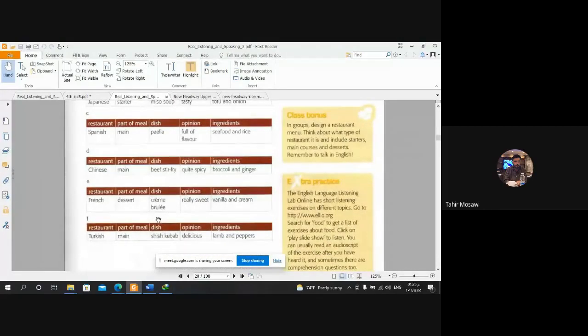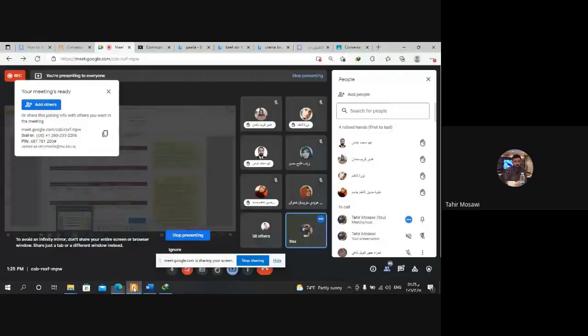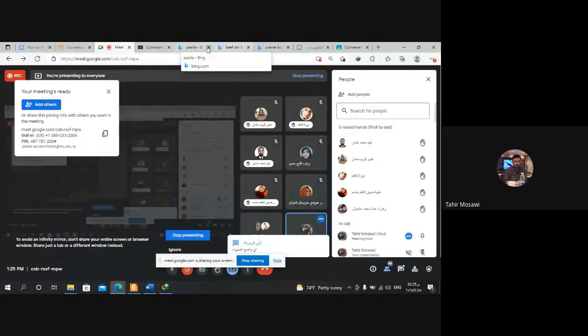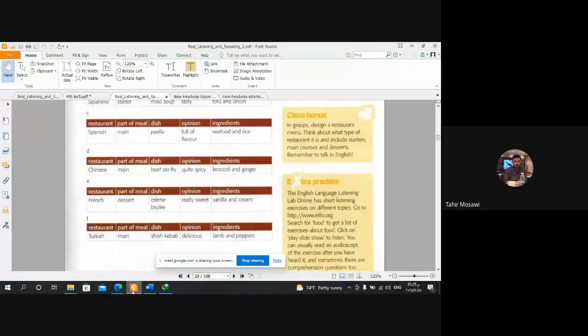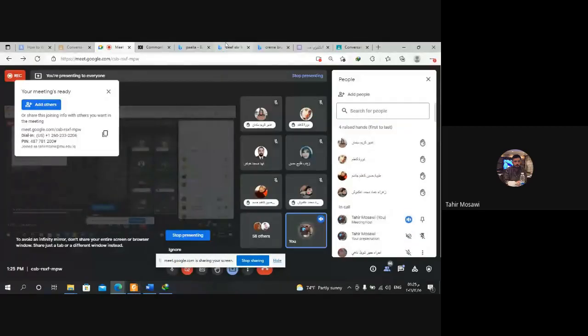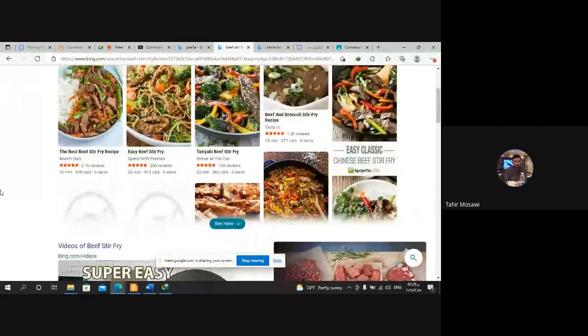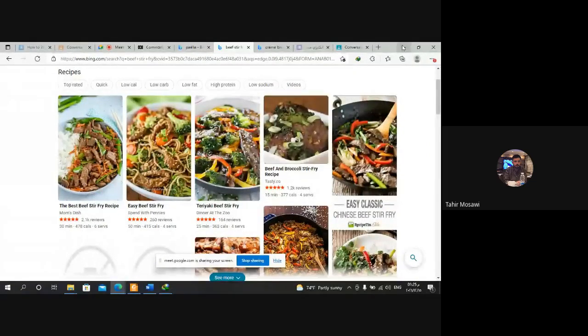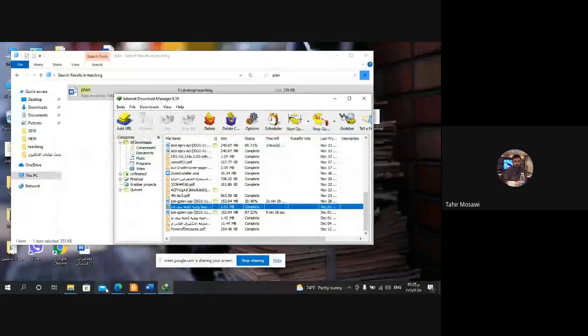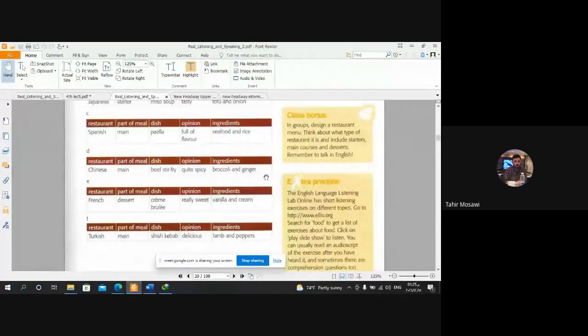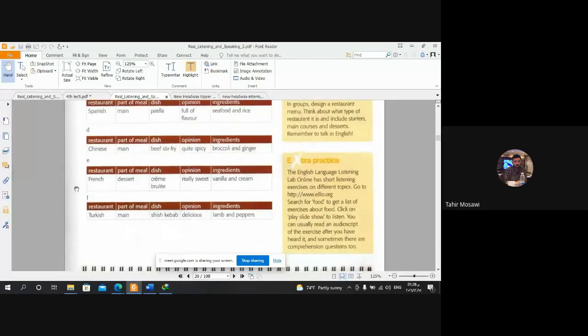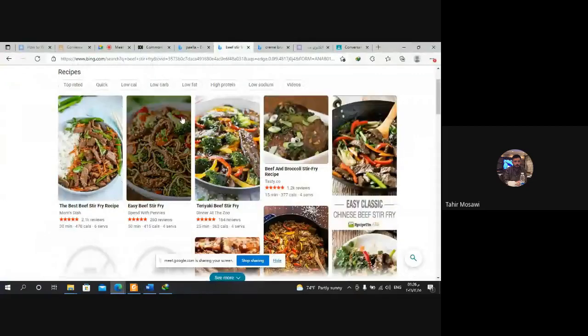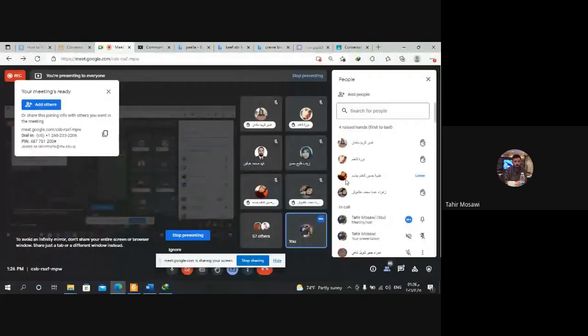Thank you, Fahad. This is also a Chinese food called beef stir fry, which you can see here now in pictures. This one was made of broccoli and ginger, and it was quite spicy, and Fahad also described it well. Now let's hear from Ghadir.